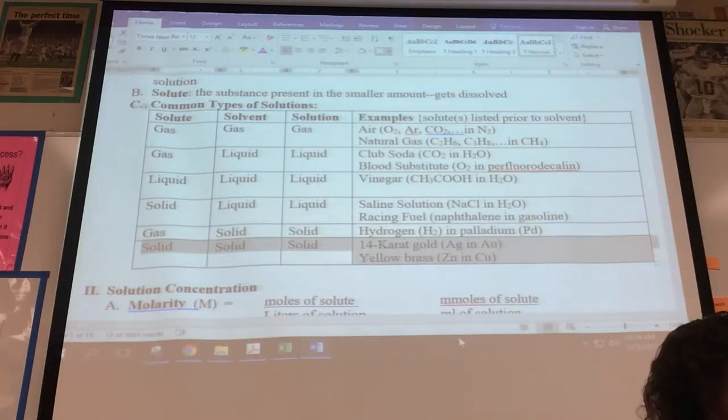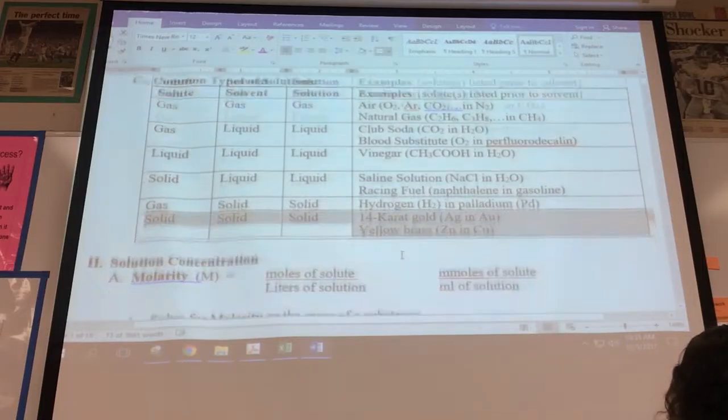Solids dissolved in solids, we've seen this already with some of our alloys. 14 karat gold, silver dissolved in gold, so it's not pure gold per se. 24 karat is going to be more gold. And then brass, for example, zinc dissolved in copper, where you've seen that with your alloys previously.